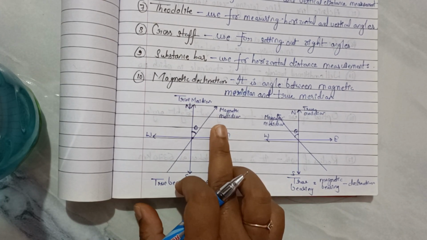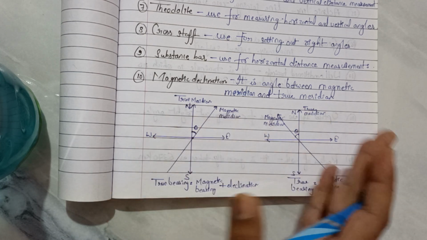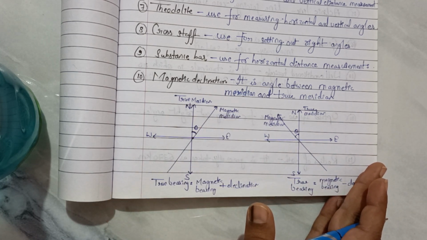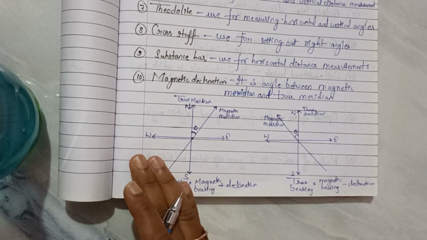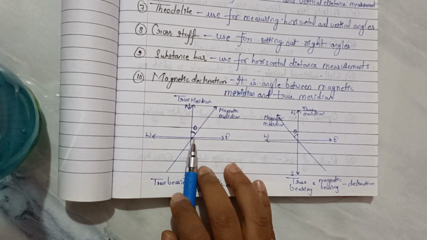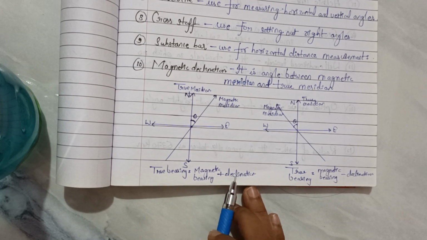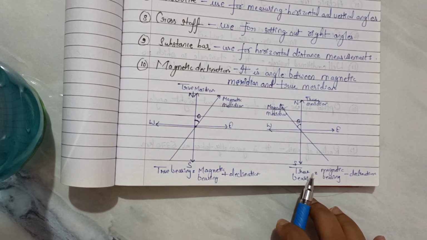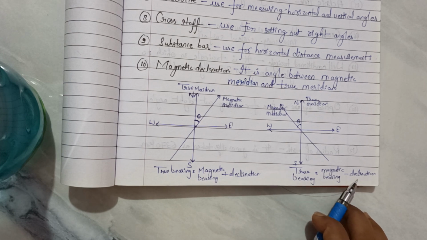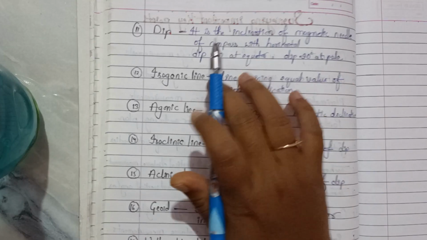Okay, your magnetic declination can either be on the eastern side of the true meridian, or on the western side. If it is on the east side, then true bearing will be equal to magnetic bearing plus declination. If it is on the west side, true bearing will be equal to magnetic bearing minus declination.